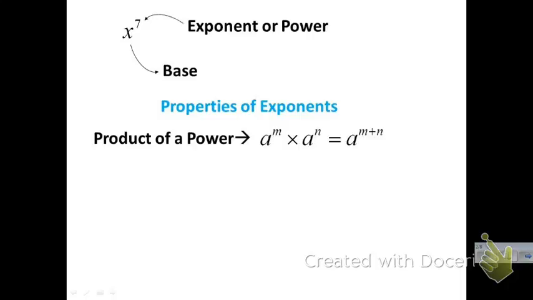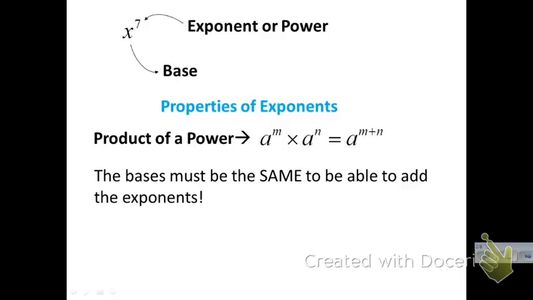From there, I'm going to give you 3 different properties today. The first one's called a product of a power. This says that if you multiply two bases that are exactly the same, then you will add the exponents, and the base does not change at all. So the bases have to be the same to be able to add the exponents. If the bases are different, you cannot do anything with those exponents except expand them.